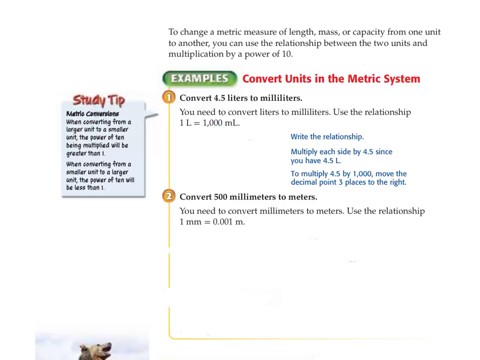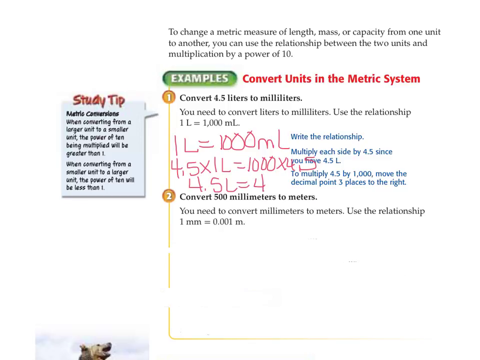So if we write that down, 1 liter equals 1,000 milliliters. That is our relationship. Multiply each side by 4.5 since you have 4.5 liters. So 4.5 times 1 liter equals 1,000 times 4.5. You would end up with 4.5 liters equals 4,500 milliliters. To multiply 4.5 by 1,000, you just move the decimal place 3 places to the right because we're getting bigger.